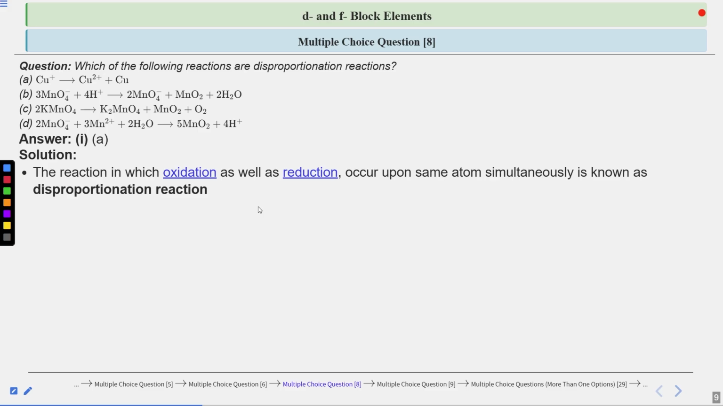Oxidation means that the atom is losing its electron and increasing its oxidation state. Meanwhile, reduction means it is gaining some electrons and converting from a higher oxidation number to a lesser oxidation number. So in the same reaction, if oxidation and reduction are happening with the same atom simultaneously, then that reaction is considered a disproportionation reaction. You just have to use this definition and apply it to the 4 reactions given in the question and then identify the correct one.